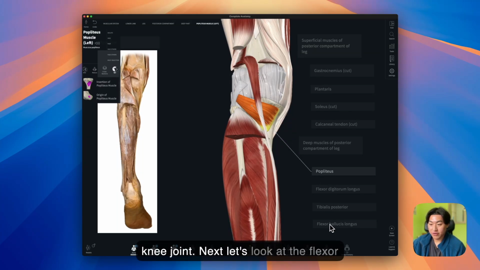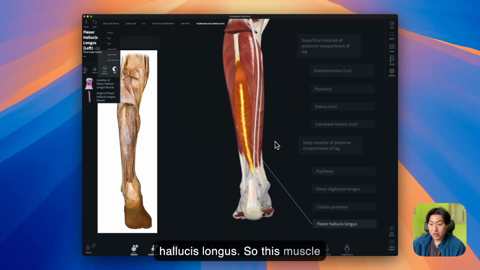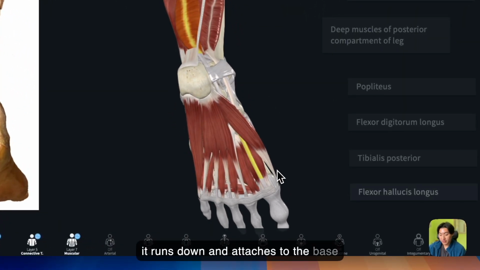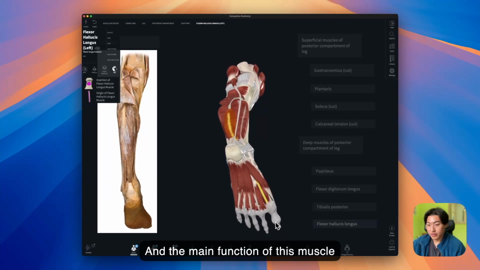Next, let's look at the flexor hallucis longus. So this muscle attaches to the inferior part of the interosseous membrane and the inferior 2/3 of the back of the fibula, the posterior surface. And then it runs down and attaches to the base of the distal phalanx of the big toe. And the main function of this muscle is to flex the big toe, and it also helps with plantar flexion.